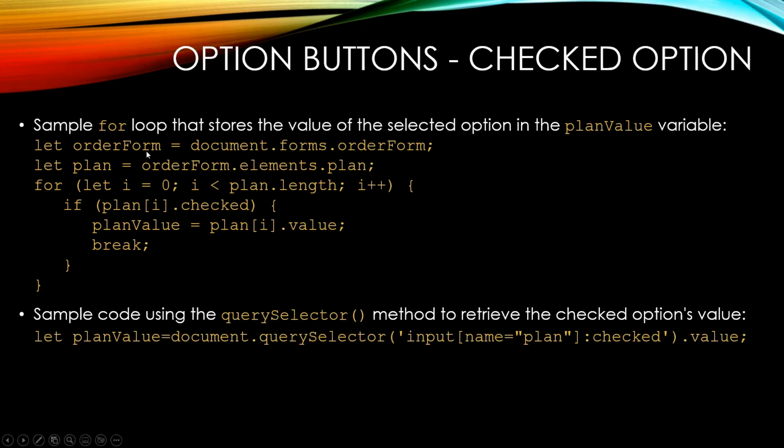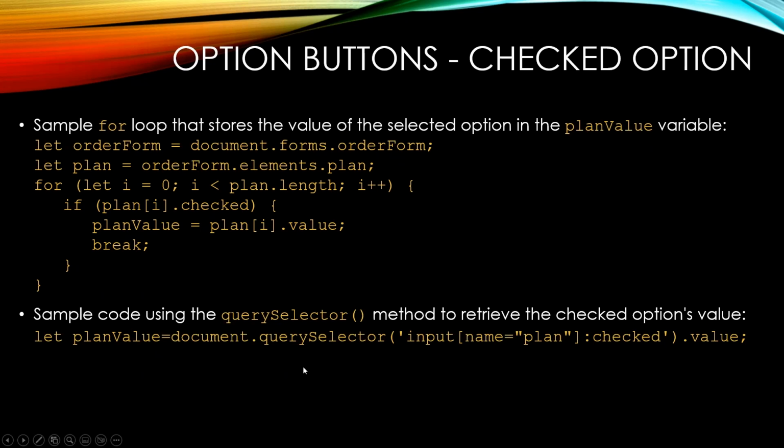So here, let my order form equal the order form. My plan is going to be the elements called plan. I'm going to go through that loop from 0 to however long my plan is. And if that plan is checked, we look at that plan as if it is an array. I'm going to say that my plan value is going to be equal to the value of whatever is checked. Once I find it, I'm going to use that break and just hop out of that for loop.